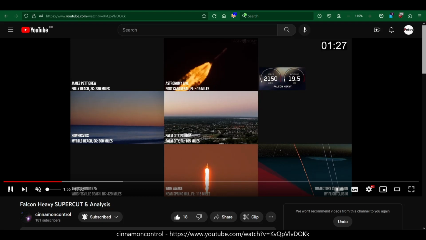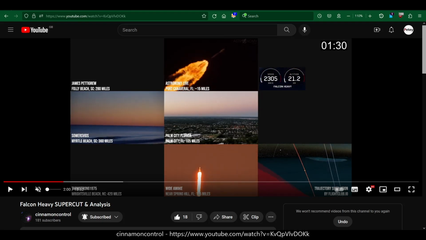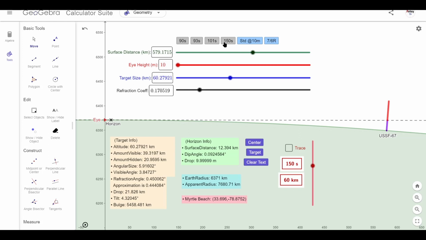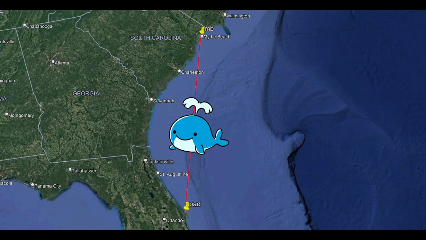If we stop the clock on Cinema Control's excellent Supercut video 90 seconds after launch, we can see that there's no sign of Falcon Heavy in this picture. So what does that look like? And as you can see, it's not far away from crossing the horizon line, and its altitude is over 20 kilometers high. And the question WheresWally and everybody else who are asking flat earthers is, where's it hiding?